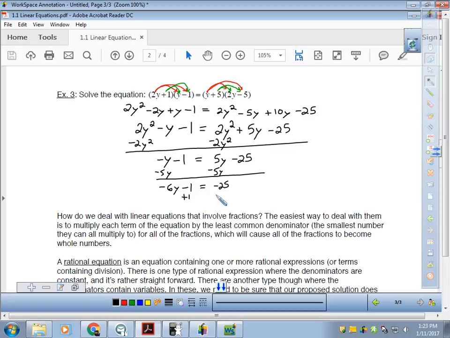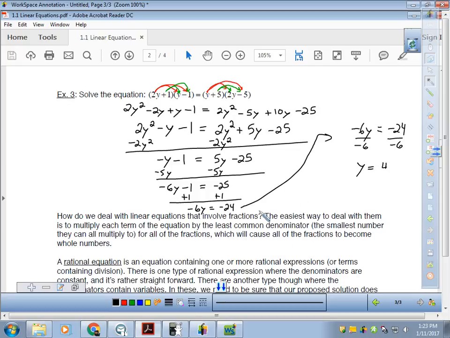Then I will add 1 on each side. And so I get negative 6y equals negative 25 plus 1 is negative 24. And then I'll just continue my work right over here. So I have negative 6y equals negative 24. So I'll divide both sides by negative 6. And so I get y equals positive 4.